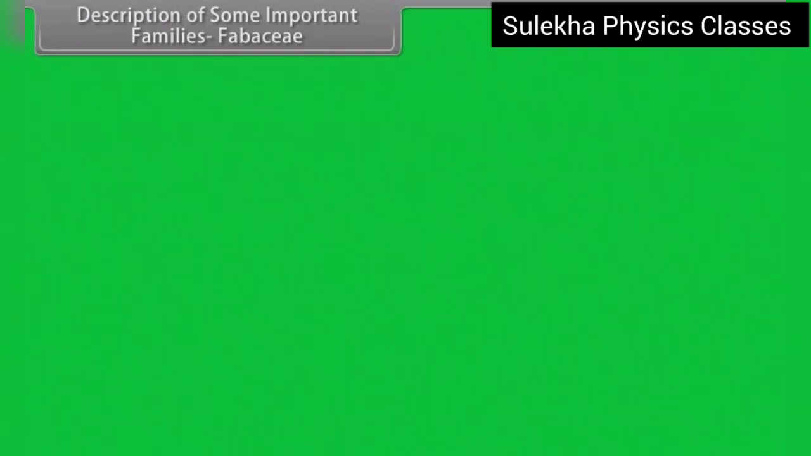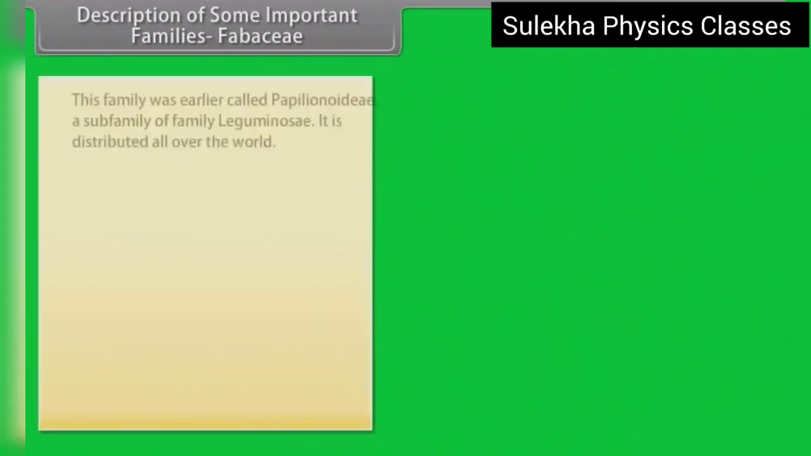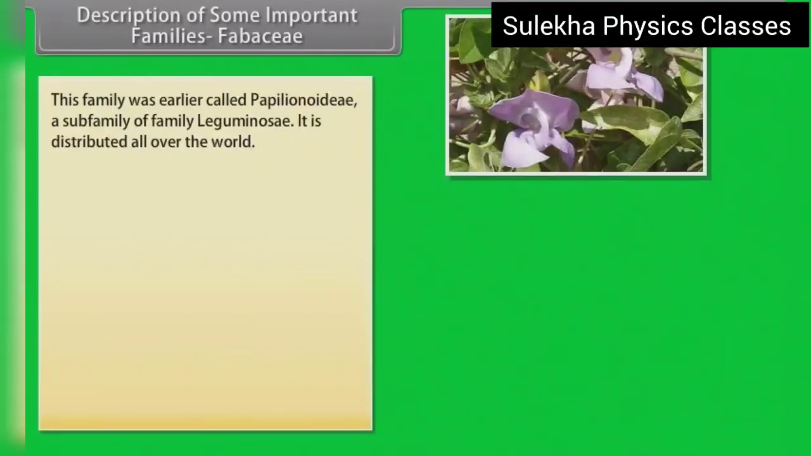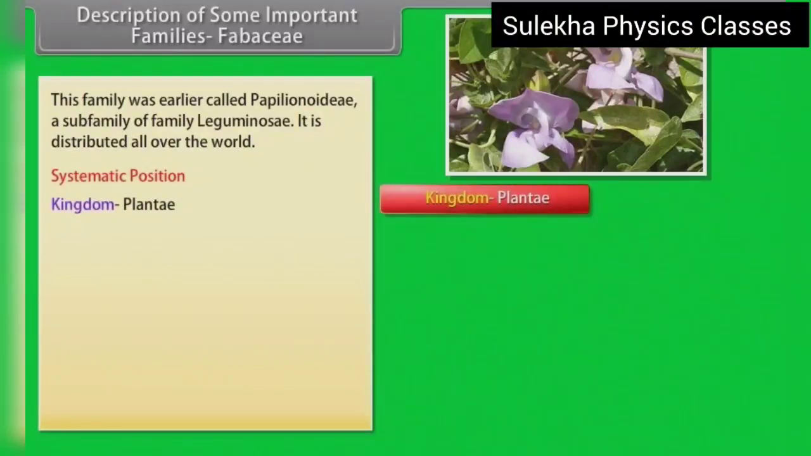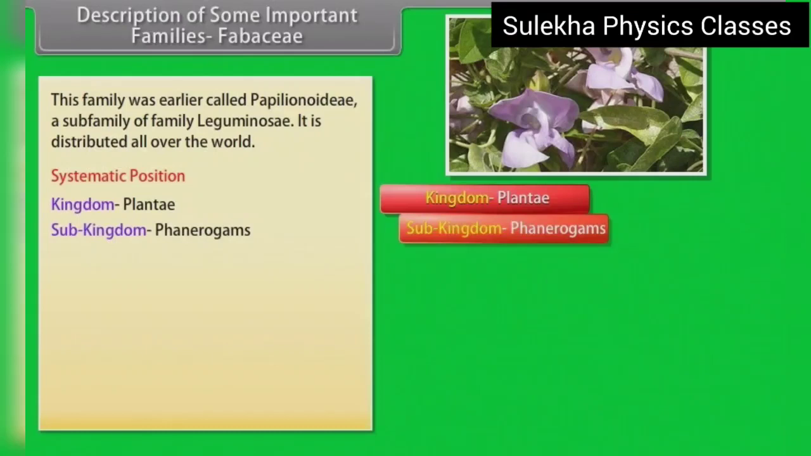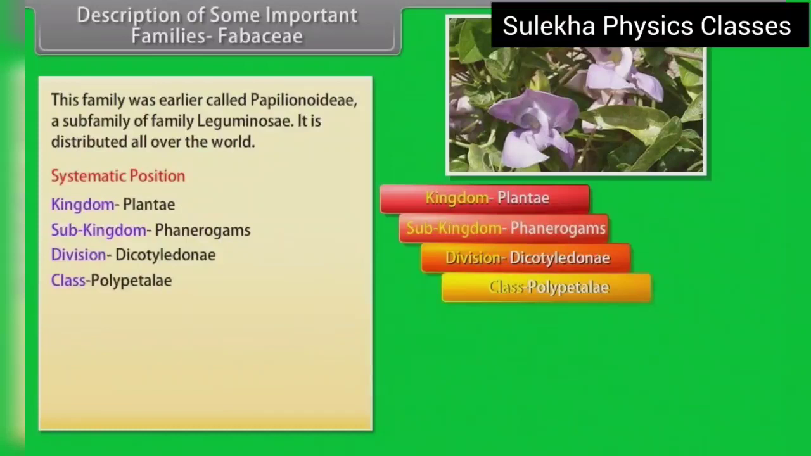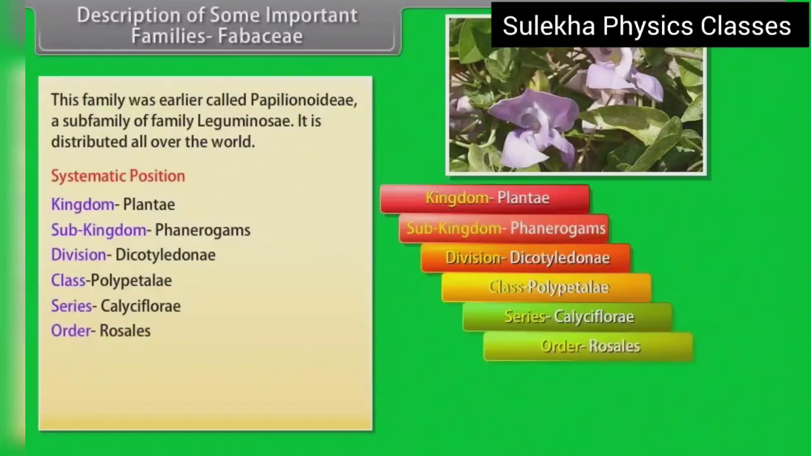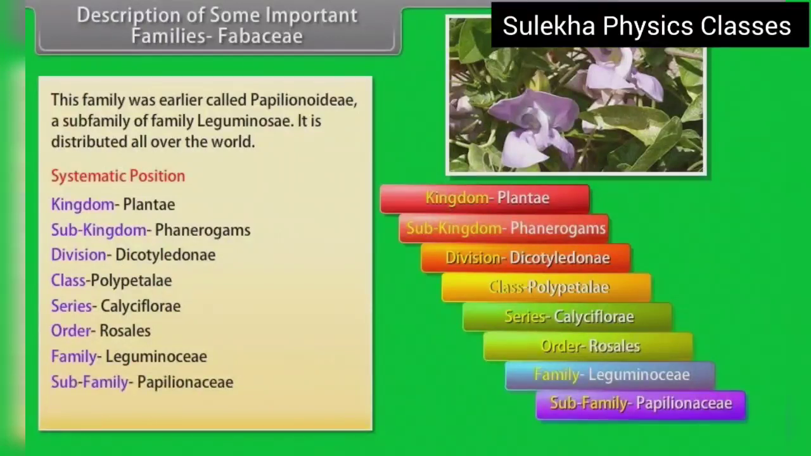Description of some important families. Fabaceae. This family was earlier called Papilionatae, a subfamily of family Leguminosae. It is distributed all over the world. Systematic position. Kingdom Plantae. Subkingdom Phanerogams. Division Dicotyledonae. Class Polypetalae. Series Calyciflorae. Order Rosales. Family Leguminosae. Subfamily Papilionaceae. Family Fabaceae.